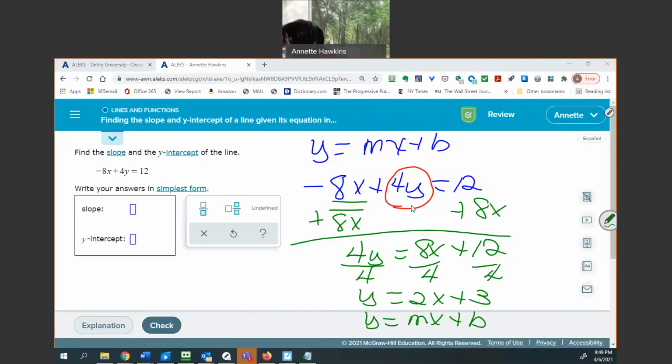So m is 2. M stands for the slope, so the slope is 2. B is 3. B is the y-intercept, so the y-intercept is 3. Okay? So that's how you would find the slope and the y-intercept when it's in what we call the standard form, ax plus by equals c. You need to solve this for y.